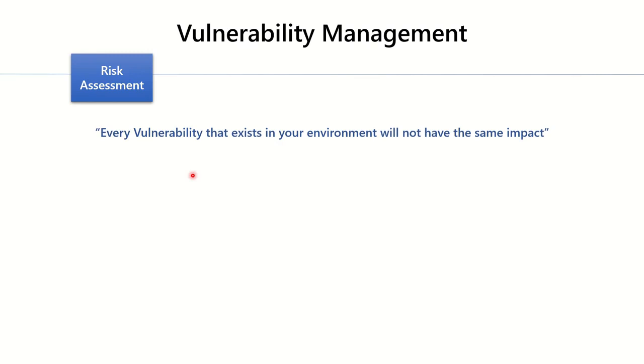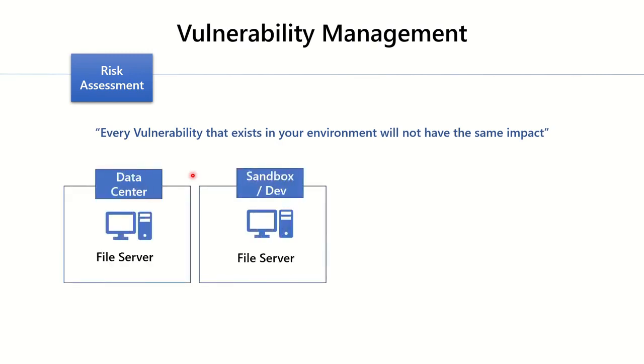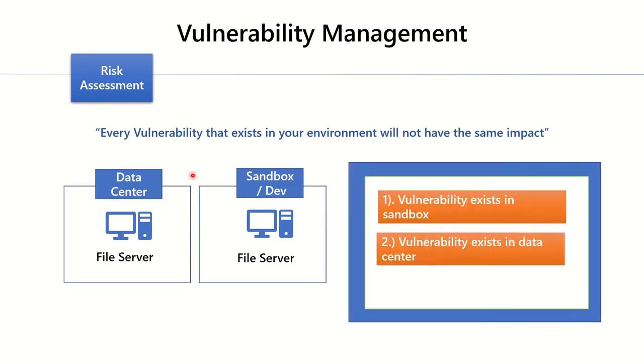Now, let me explain this also with an example. I have a file server that exists in a data center, and I also have a file server that exists in my sandbox environment, right? Now, I have onboarded them to my vulnerability management solution. I'm aware of the information which is getting captured to show me security insights. And now my vulnerability management solution is showing me two different vulnerabilities. One is for my sandbox environment, and the other one is for my production server, the server that exists in the data center.